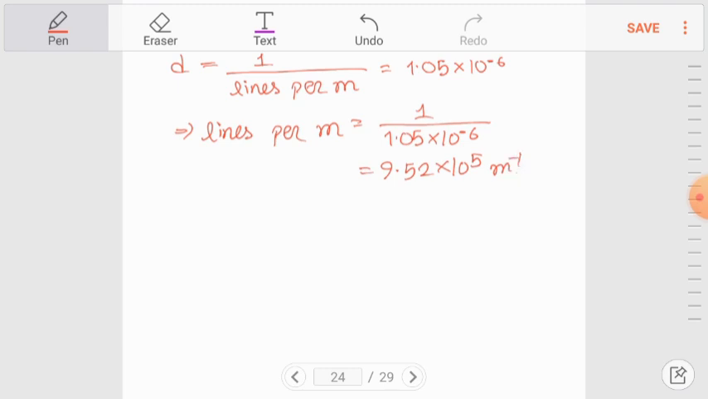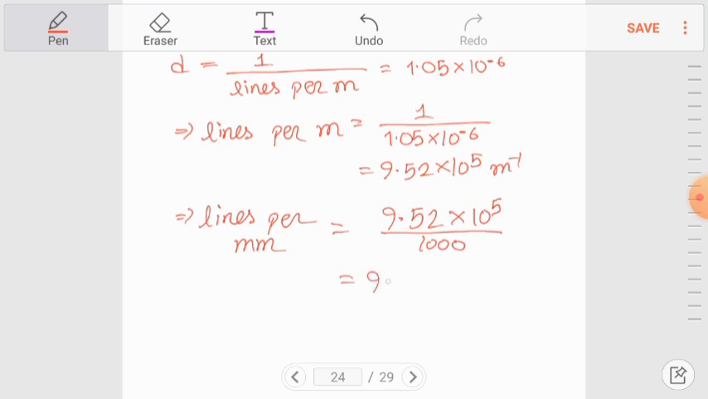And now we need to find the value for the lines per millimeter. Millimeter means that we need to divide by 1000. So lines per millimeter is 9.52 times 10 to the power 5 over 1000, and you get a value of 952 lines per millimeter. So part B2 is also done. We have calculated the number of lines per millimeter on the diffraction grating, and that is 952. I hope question number B2 was clear.